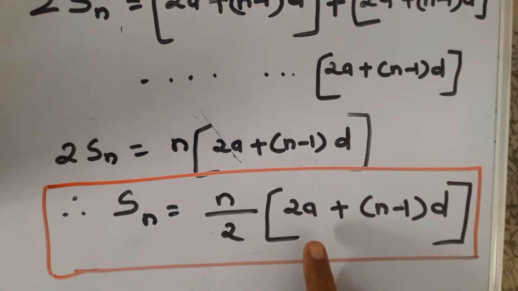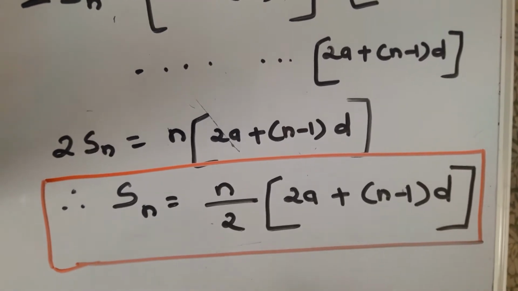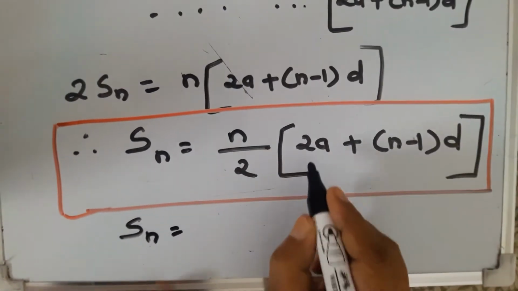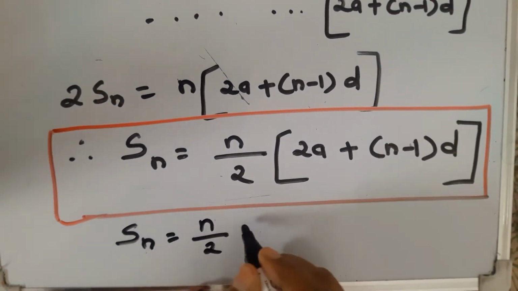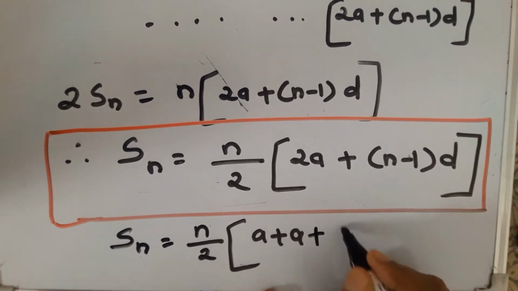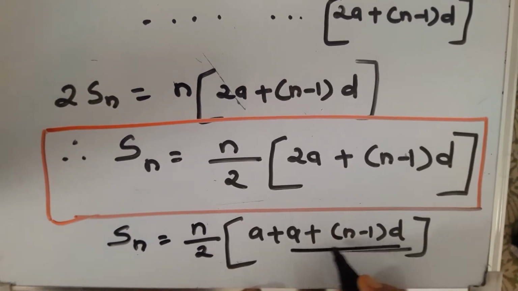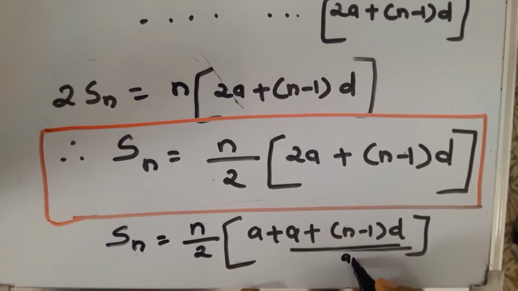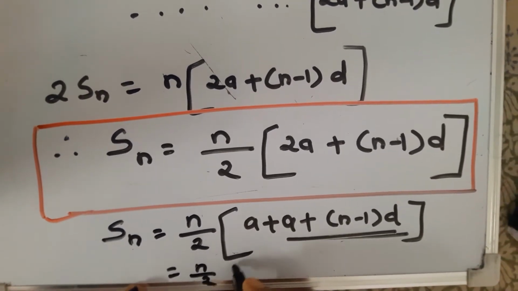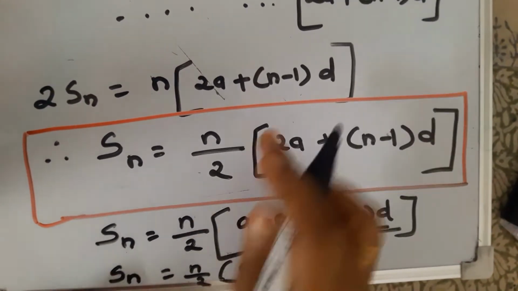Now this can be written in a different way also. When you open up this 2A, you can write it as A plus A, and then you can get another equation, that is Sn will be equal to this. I am just opening it up. So n by 2 is here and 2A I am writing as A plus A plus (n minus 1) into D. Now A plus (n minus 1) into D is An. Yes or no? So here instead of this I can write it as n by 2 into (A plus An). So you will get two formulas.